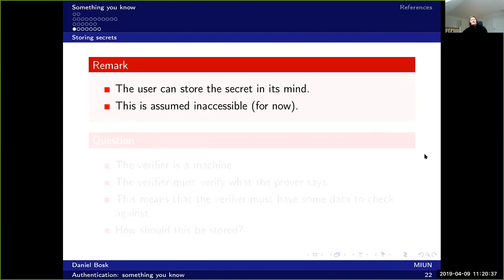So now let's continue to the final part, and that's how to store these secrets. For instance, the user can store the secret in their mind. This is assumed to be not accessible to third parties at the moment. We'll see what technology brings, if you can read off brain waves or something in the future. But for now, it's supposedly secure in there.